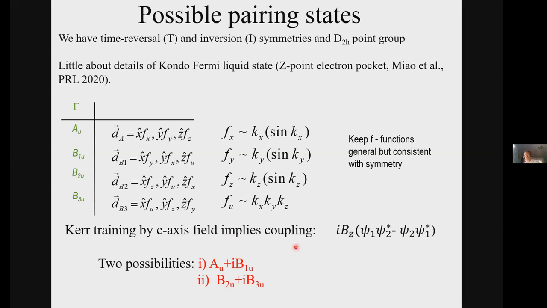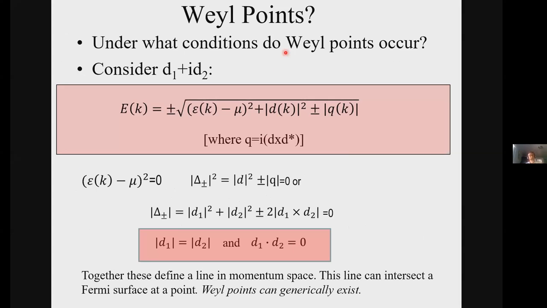So now I want to turn to some more discussion about the nodal excitations. Since we have a spin triplet superconductor that breaks time reversal symmetry, we expect from the topological classification I showed you earlier that Weyl points are possible. And I thought I'd give a little bit more description about these Weyl points.